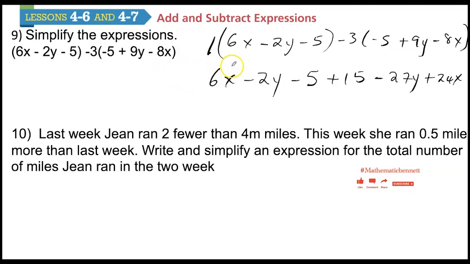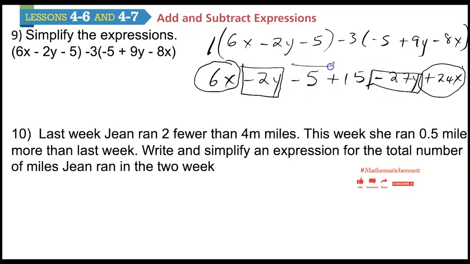Now let us identify our like terms. So I'm going to circle all the terms with x. I'm going to box all my terms with y. Remember not to leave out the signs. Please include the signs. And then I'm going to put a triangle around all my terms that are constant.